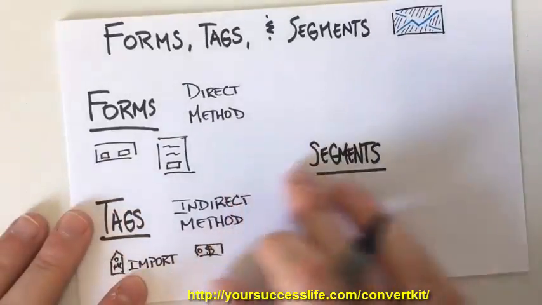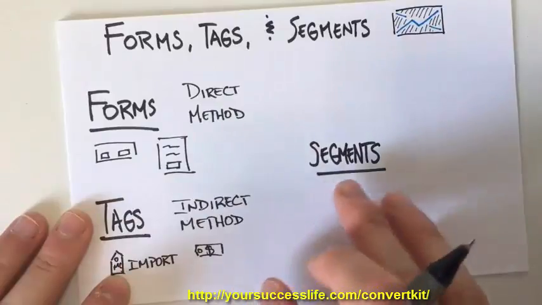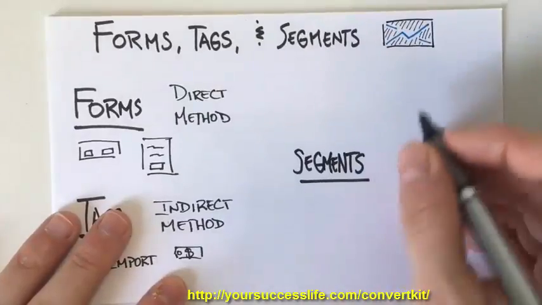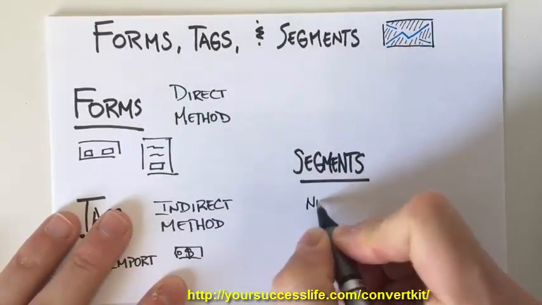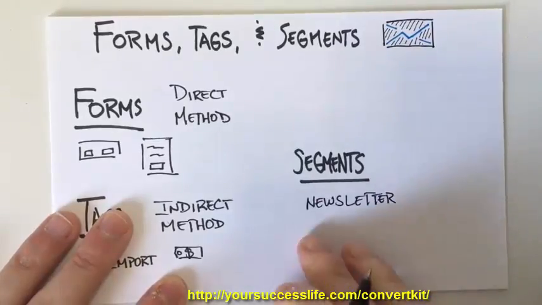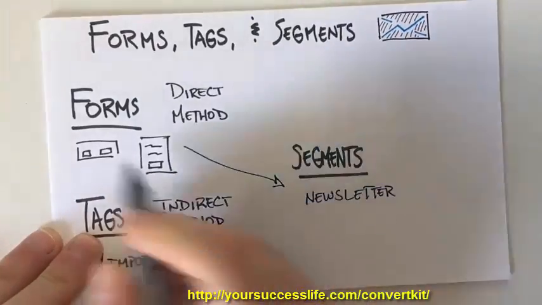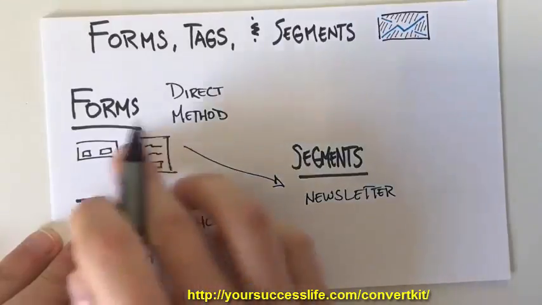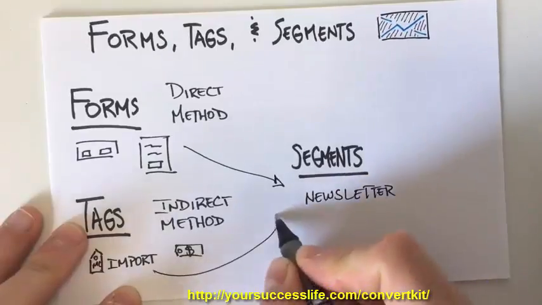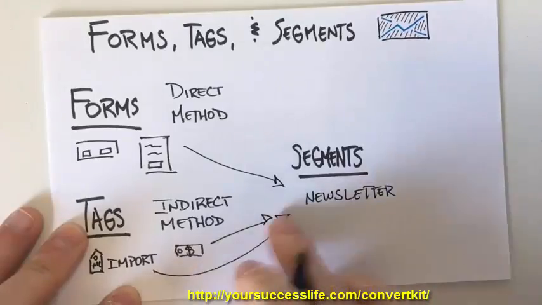All right. But the way that segments work is that segments combine these forms and tags and organize them in a way that you want to email and target a group of subscribers. So if you had a newsletter segment, we've talked about this in another video, I'll link it. But if you had a newsletter segment, then you would include all of these forms that people directly subscribe through, and you might also include, of course, people who had imported from your previous provider, and you may also want to include customers.